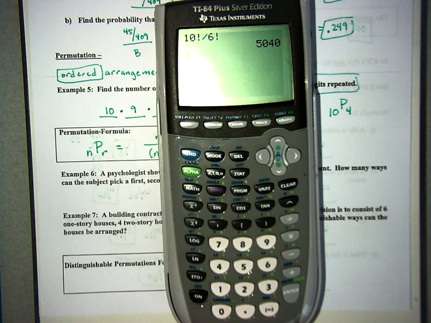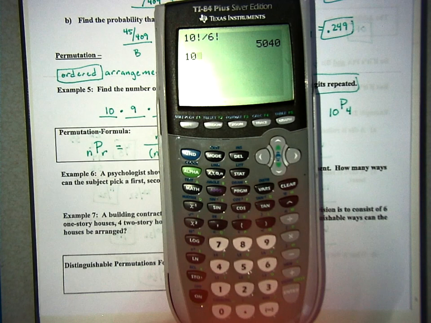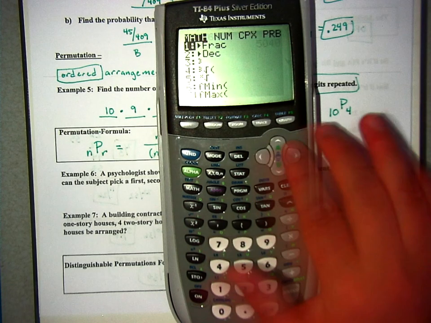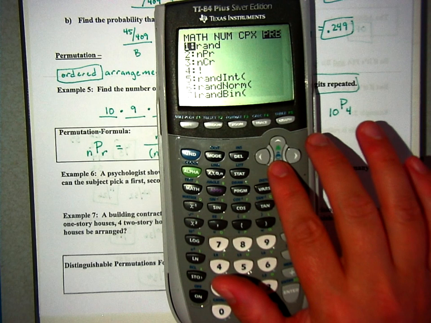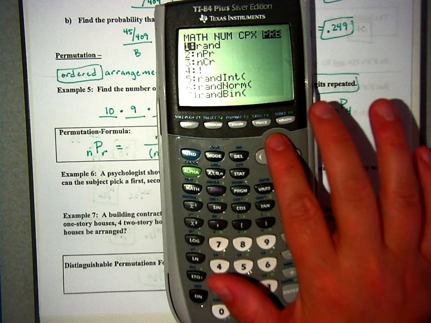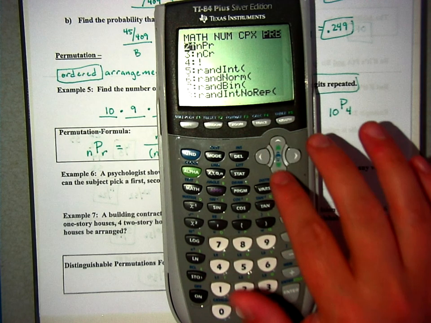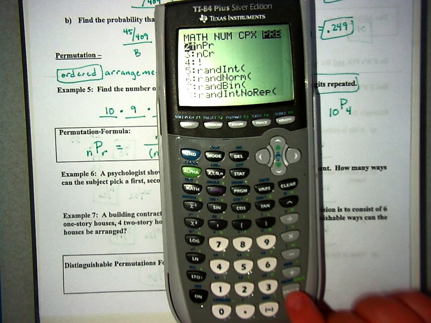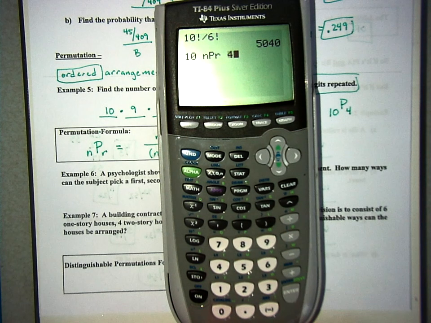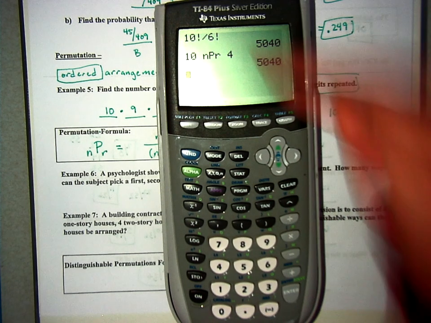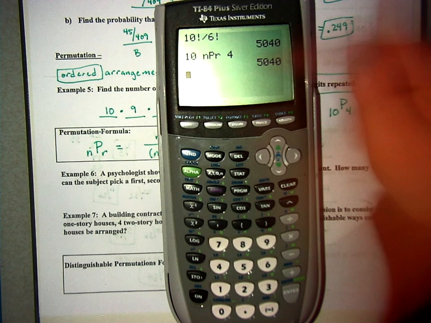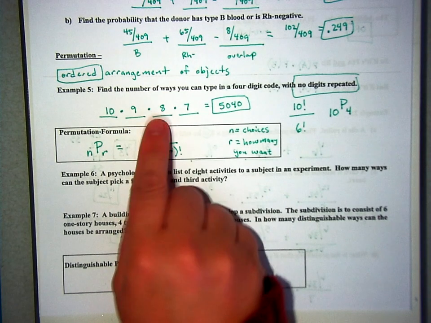Also 5,040. Or there's actually a permutation button, so you could write 10 and then hit the math button again. Go to probability. And then number 2, the second choice, nPr. And then type in 4 because I have 10 choices and I want 4 of them. 5,040. So any of those work. Using the factorials works, using the actual formula in the calculator works, or just doing 10 times 9 times 8 times 7.